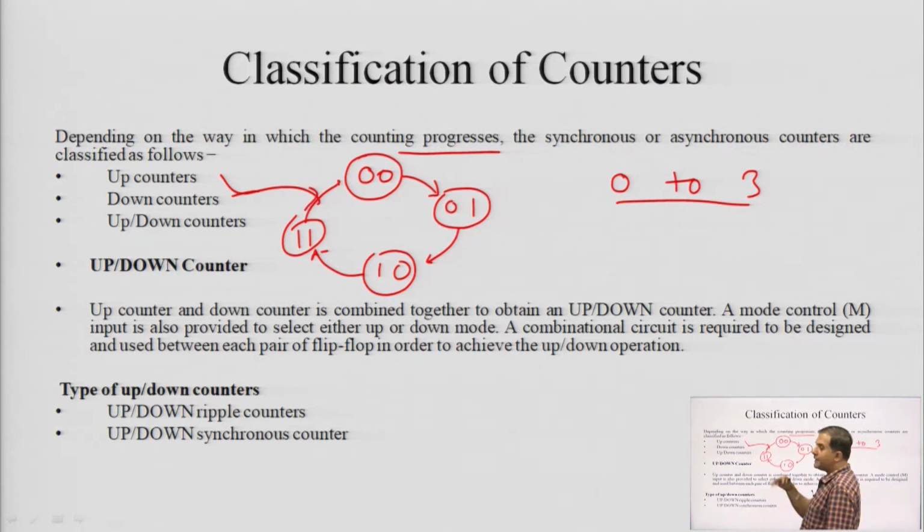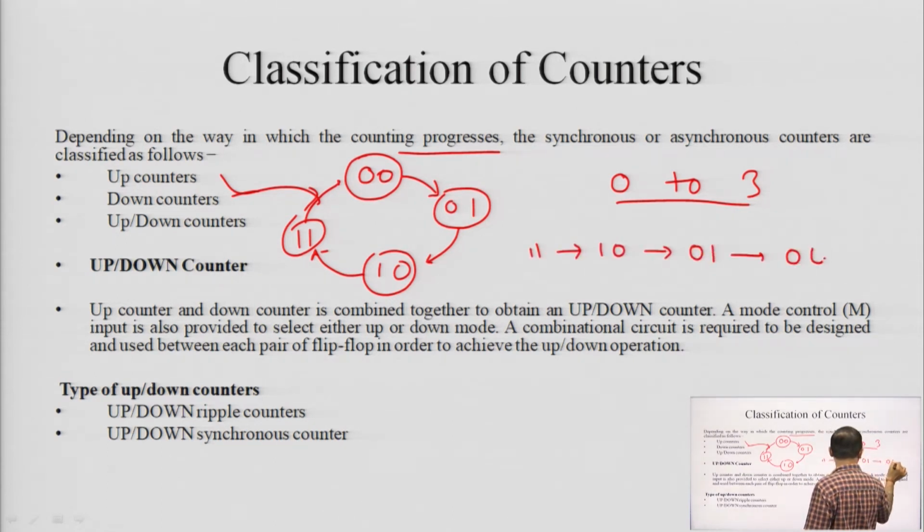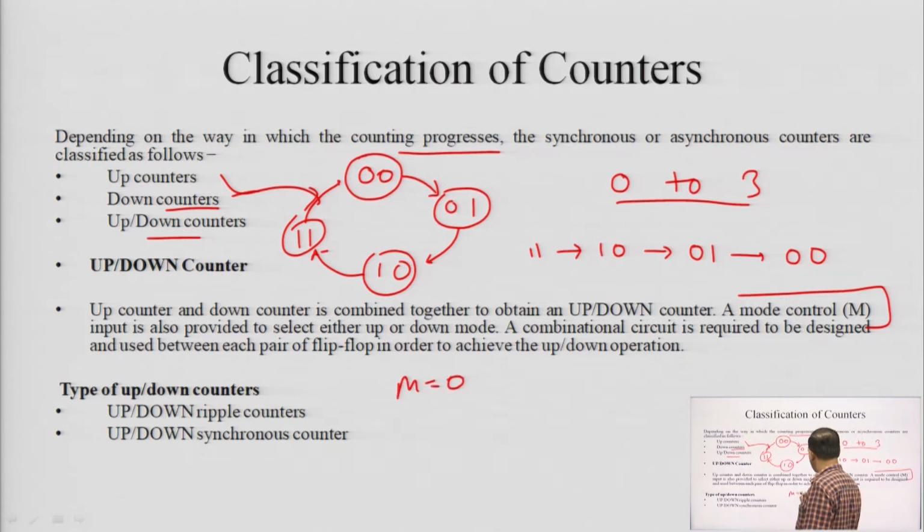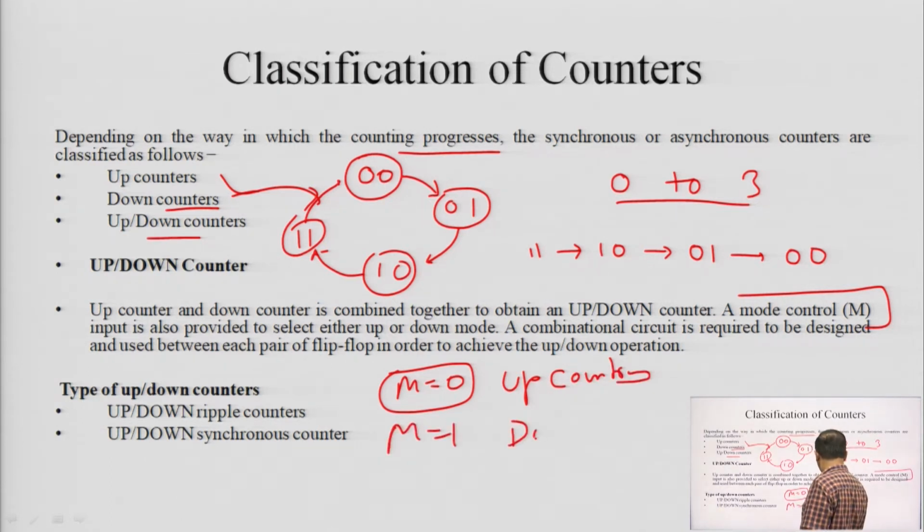Now, if it is in reverse order, from 11, then 10, then 01 and then 00, this is a down counter. A circuit doing both the counting up and down is called an up/down counter. For an up/down counter we will have one extra mode control, M. When mode control M is 0, up counting will be done, and when M is equal to 1, down counting will be done.